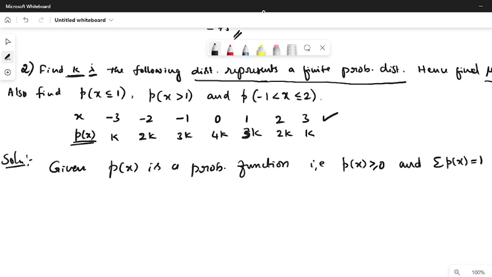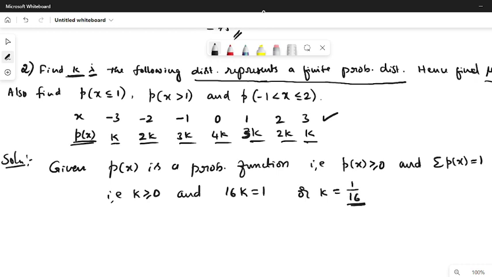P of x is greater than or equal to 0, that means each of these functional values should be greater than or equal to 0. Obviously, it shows that k should be greater than or equal to 0. And summation p of x equal to 1, you can check that if you add all these values k plus 2k plus 3k up to k, then you will get 16k equal to 1. So from that, k equal to 1 by 16. So we got the value of k. This completes the first step. We have determined the value of k.